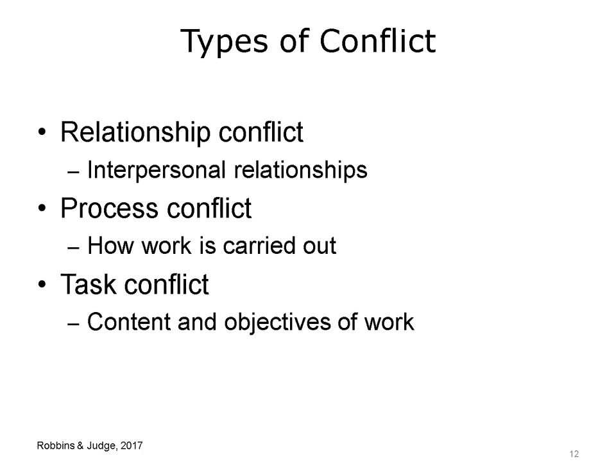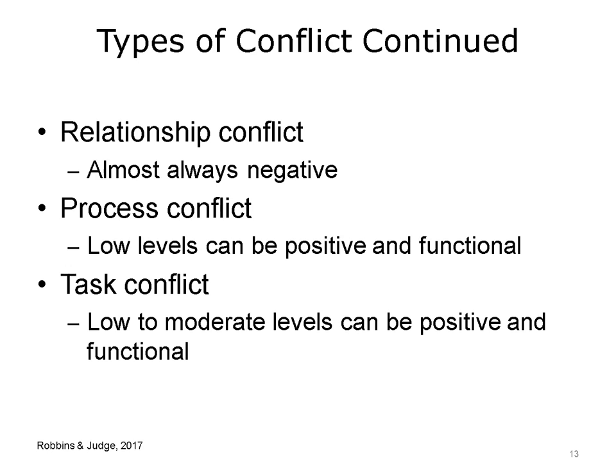Task conflict occurs around the content and the objectives of work. Research shows that relationship conflicts are commonly negative. Such conflicts occur because of personality clashes that result in opposition, resentment, and anger, and result in poor interpersonal communication and understanding, which in most cases leads to poor task performance.